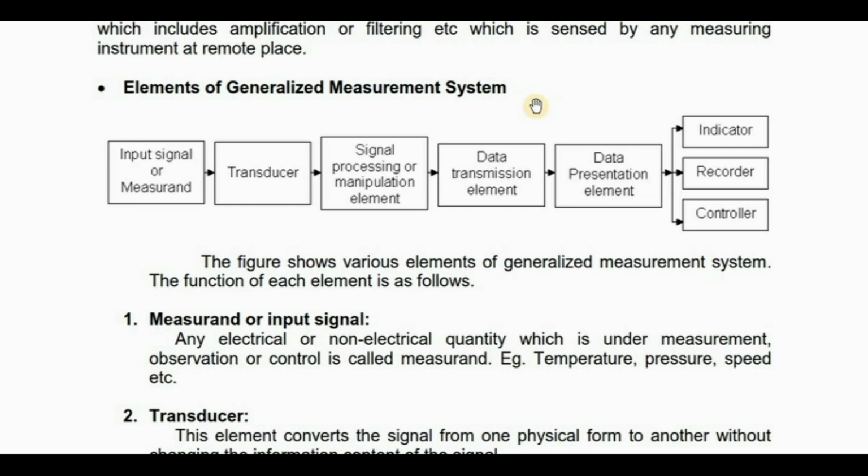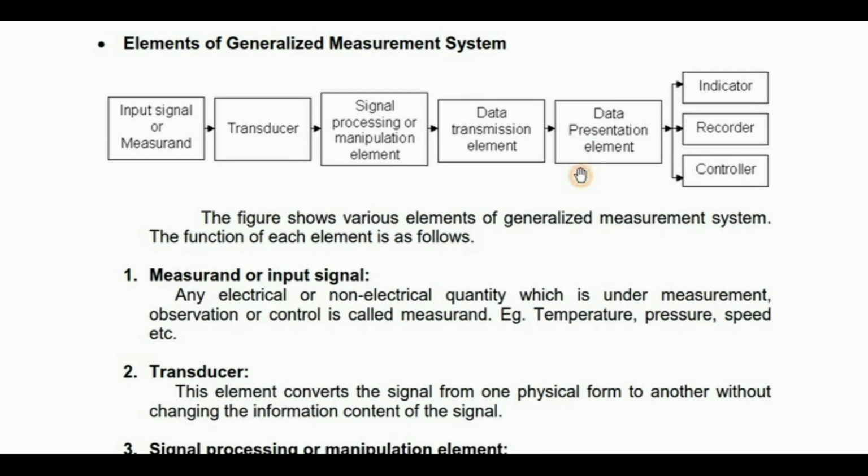Okay, so let us summarize. This shows the block diagram of a generalized measurement system. First, whatever input signal or measurement is there, meaning whatever unknown value is there, is given to the transducer. The transducer's function is to convert the basic unit of the unknown parameter into an electrical signal. That electrical signal in terms of EMF or voltage is given to the signal processing unit.